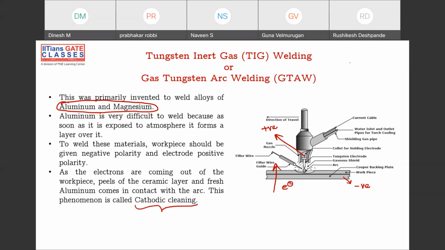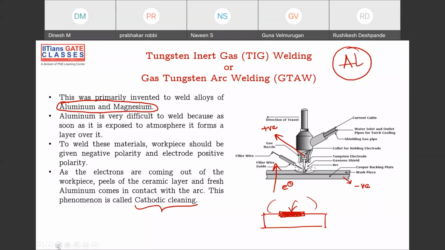I already mentioned in the previous class that aluminium is highly prone to oxidation, isn't it? It can easily get oxidized very fast. So if you have aluminium as your object here, it gets oxidized easily, because even though you're providing shielding gas, there's a possibility that it will get oxidized. And sometimes this oxidized layer will not allow heat to go in, or the arc will take more time to produce the heat.